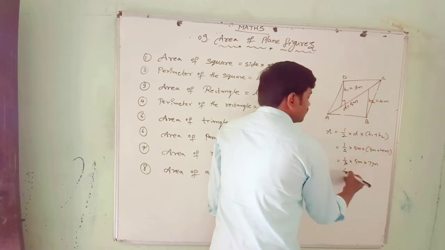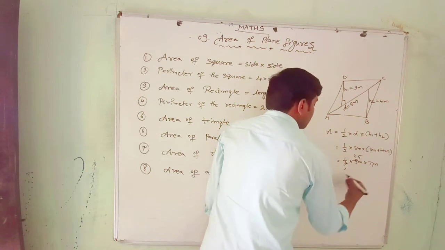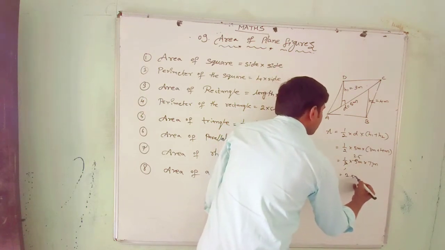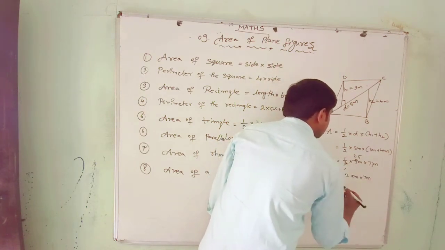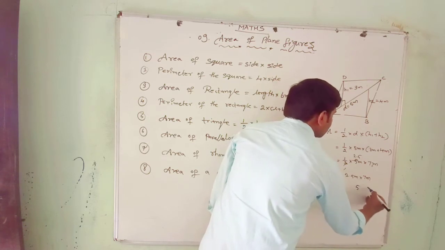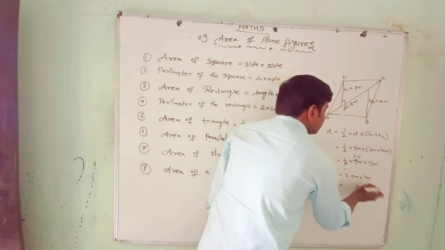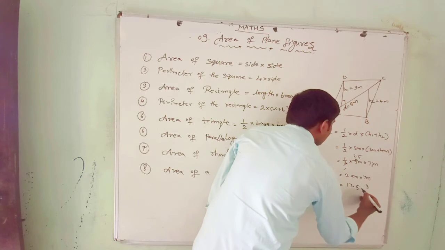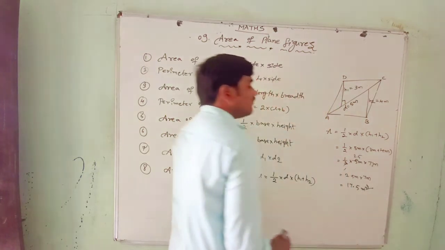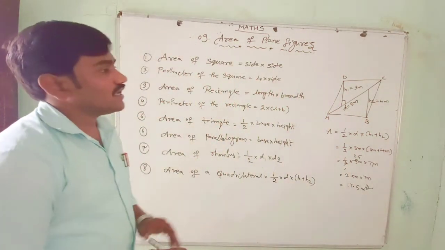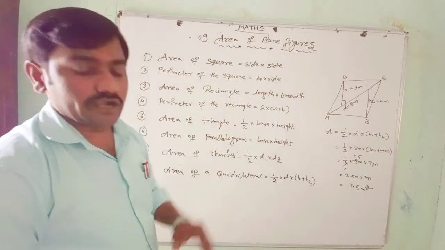Here 2 ones are 2, so 2.5 meters into 7 meters. 7 5s are 35, 3 carry; 7 2s are 14 plus 3 is 17. So 17.5 meter square. Now this is the area of the quadrilateral.